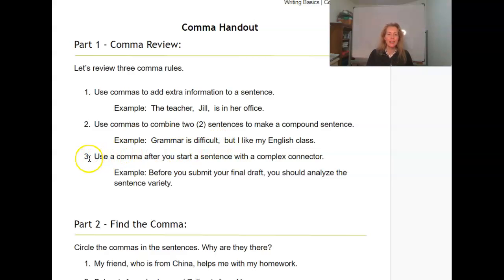And then number 3, you use a comma after you start a sentence with a complex connector to make a complex sentence. So if I'm starting my sentence with a connector like before you submit your final draft, you should analyze the sentence variety. So you can put a comma here after your first clause, before your next subject verb.